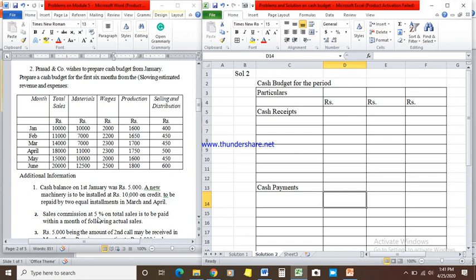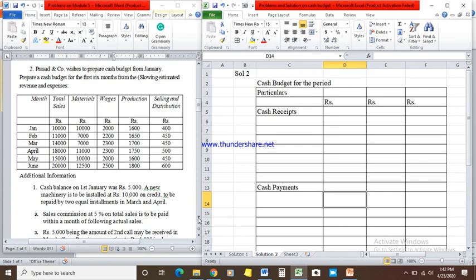The company is also paying a sales commission at 5% on the total sales, and this is going to be paid within a month following the actual sales. January sales is 10,000, so we calculate the commission on 10,000, and that commission is going to be paid within a month, that is February. Similarly, February sales is 11,000, we calculate 5% of this, and the payment will be made in the month of March. So in this way we are going to calculate the commission, and accordingly we will be doing the payment in the subsequent months.